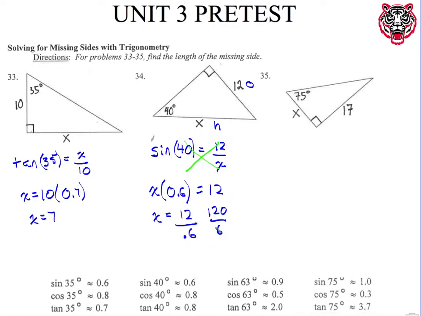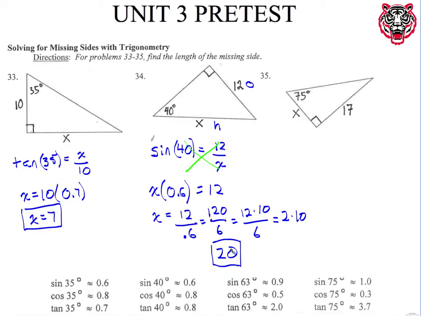And then 120 divided by 6, you can think of this, oh, well, I see a 12 and a 6, so that's the same thing as 12 times 10 over 6. 12 divided by 6 is 2, so this is really 2 times 10, or 20. So the answer here is 20.